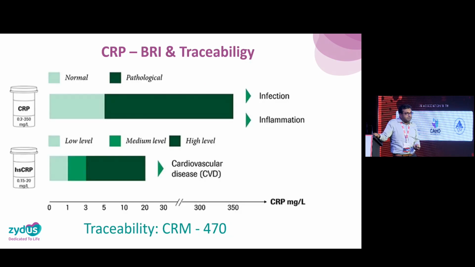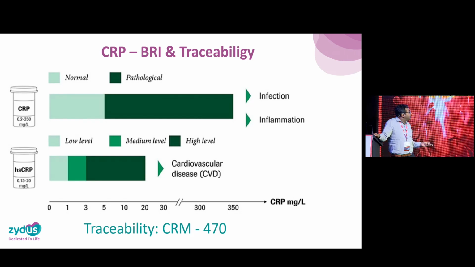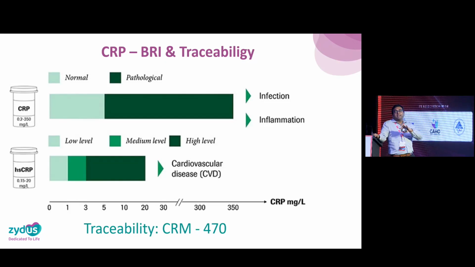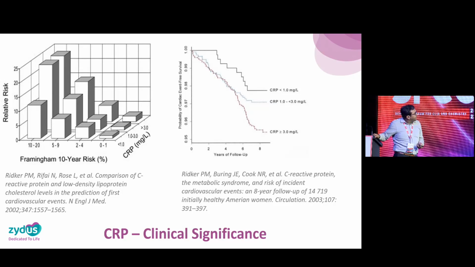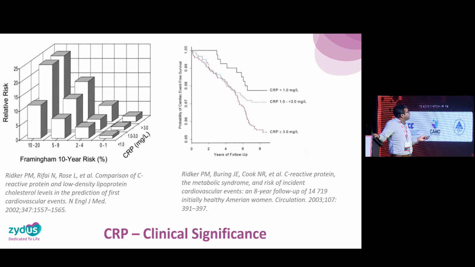So why does this mCRP have a lot of buzz? We'll see in the next slide. But as I told you, this is for inflammation, and with the high sensitivity, this is the cardiovascular marker, essentially the same reagents but high sensitivity kits. Traceability should again be CRM 470 whenever you are using it. These are a few of the data where you can see that CRP is directly associated with relative risk and the probability of cardiac free survival, as your CRP is less than 1 it increases.